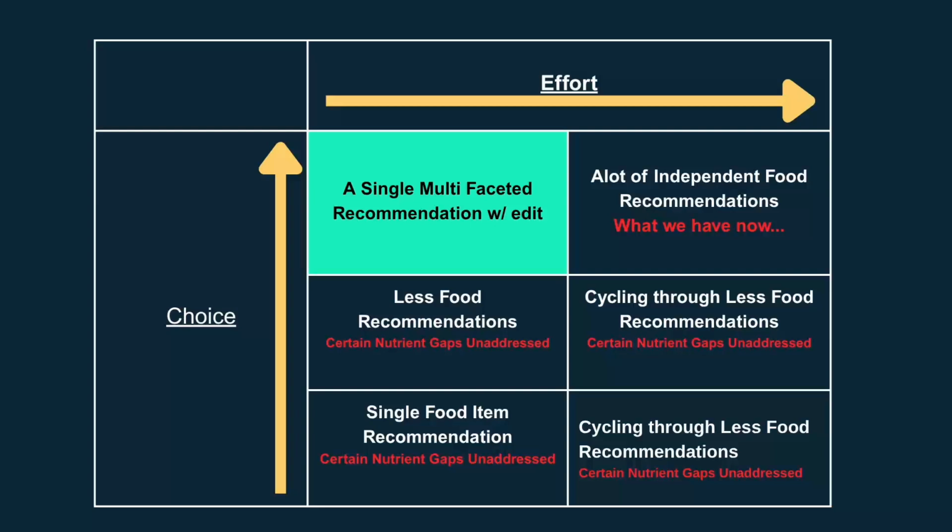High effort and high choice on the top right together, where they meet or converge, is what we have now. A lot of independent food recommendations, and parents have to do a lot of work to figure out, cognitively, what they actually want or what makes sense for the food they have planned to be added to the food they have planned for the rest of the day. We don't want that. We want low effort and high choice, which is the top left in green. The solution that I have is a single multifaceted recommendation with the ability to edit it.